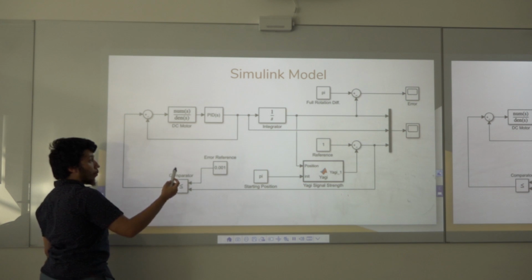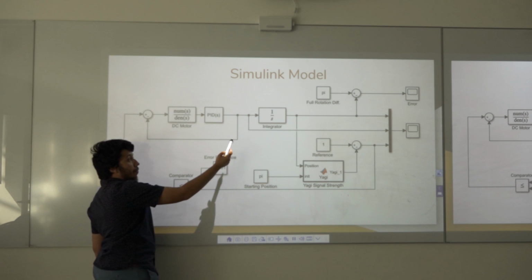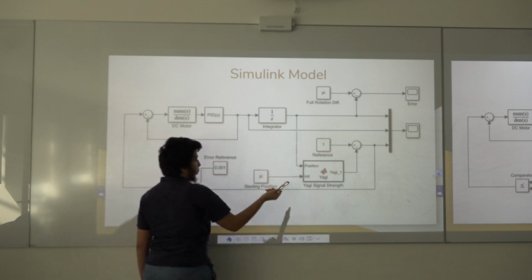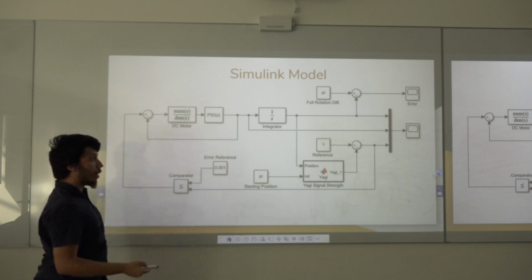So, in order to accurately model this, since the output of our controller will be a velocity, we integrate the output and use that position as input for our antenna. That way we can accurately model the antenna rotating and the relative signal strength that we receive when the antenna is at a specific position.